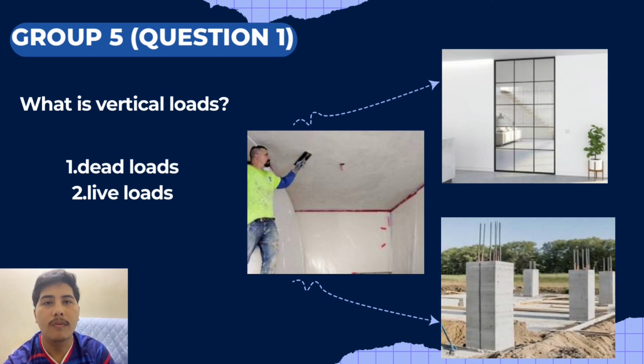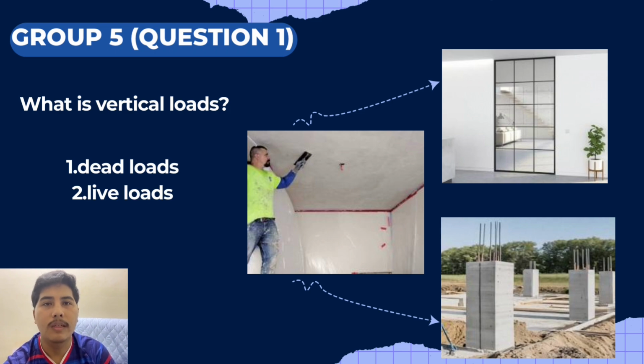They include the weight of the structural elements themselves, such as beams, columns, floors, roof, walls, and any permanent features like plumbing, electrical systems, and built-in equipment. The second is live load. These are variable loads that can change in magnitude and location. They include the weight of occupants, furniture, movable equipment, stored materials, and other non-permanent objects. Live load can also include environmental loads like snow and rain that accumulate on the roof.